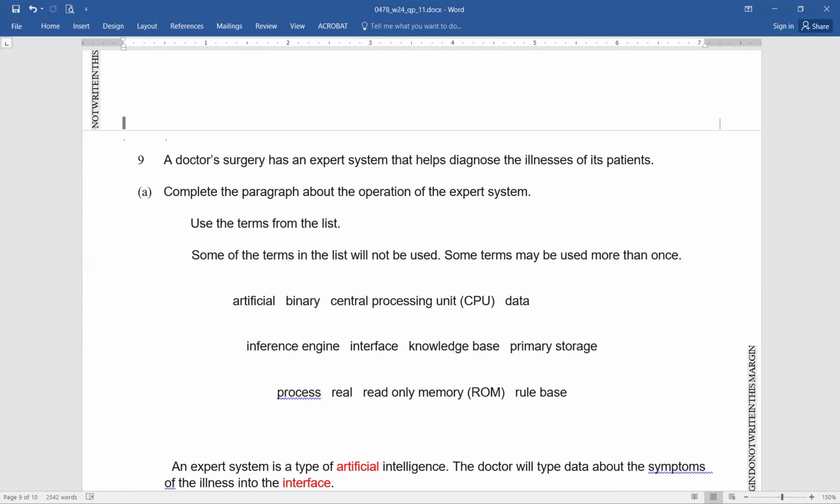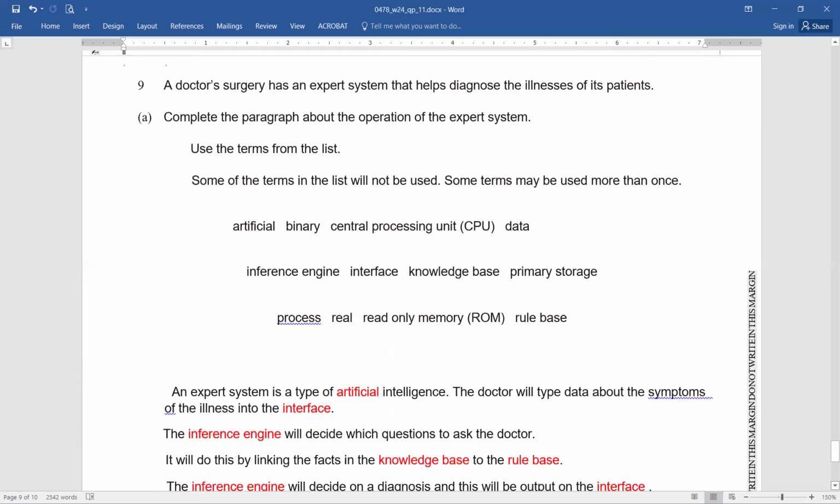So the first sentence is: an expert system is a type of AI, artificial intelligence. The doctor will type data about the symptoms of illness into the interface. The dash will decide which questions to ask the doctor. So it's so easy. Inference engine, as we have learned, is a part of your expert system. So the inference engine will decide. Decision making is done by the inference engine. So just remember, to deduce, to decide, to figure out what has to be done, to search, like a search engine, is done by the inference engine.